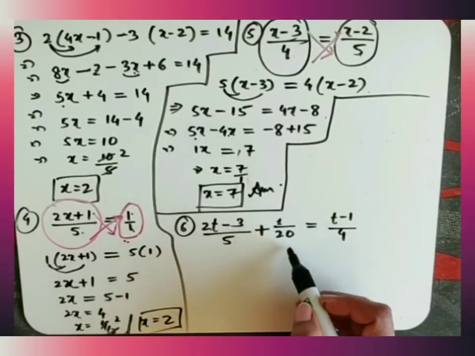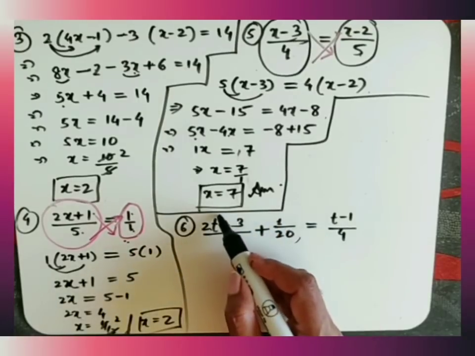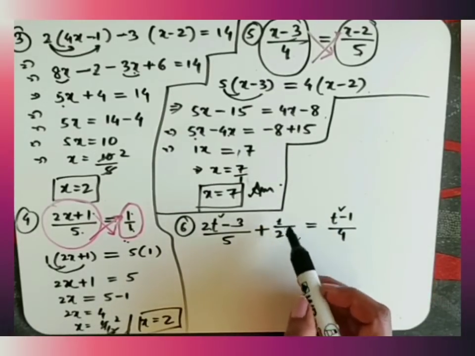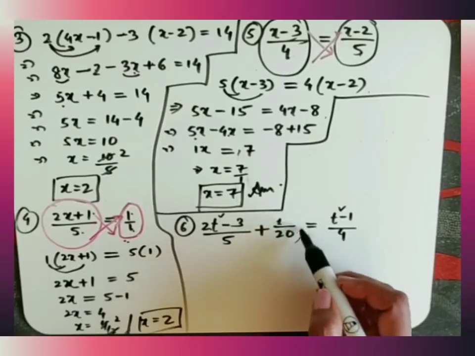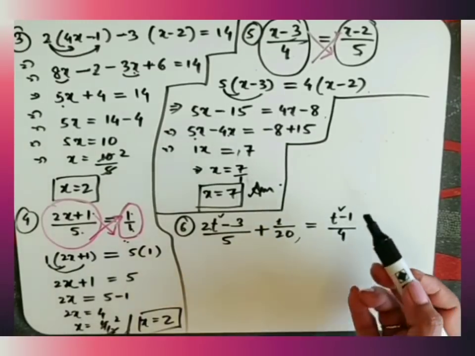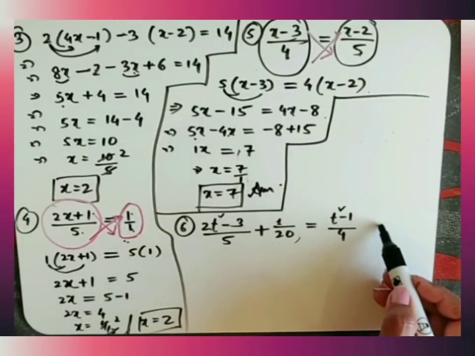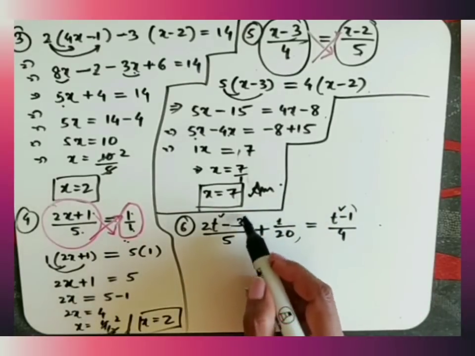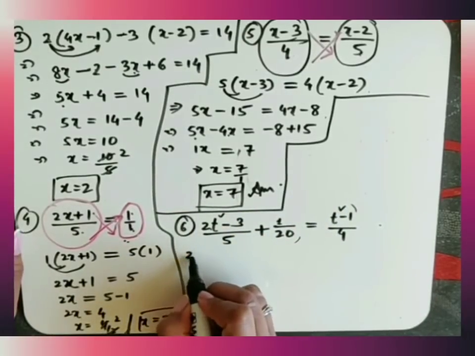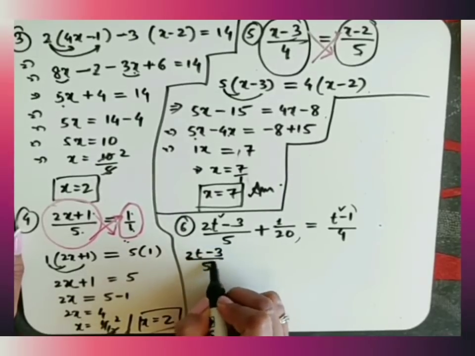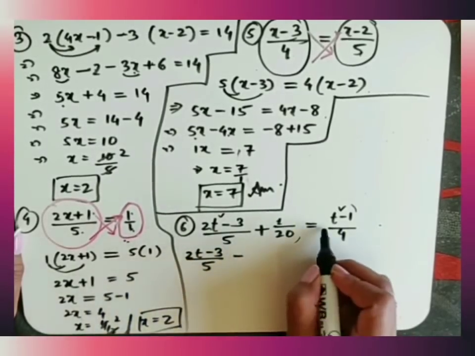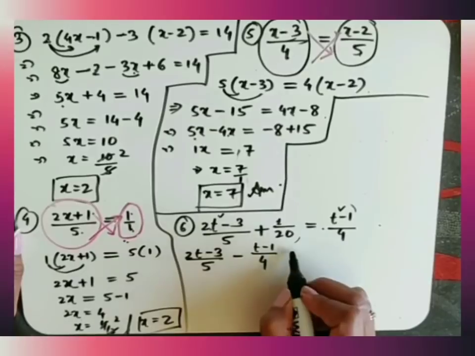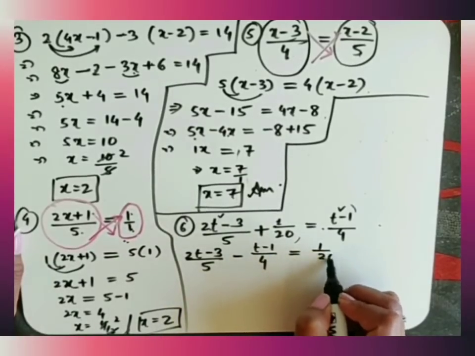And this fraction doesn't have any variable. What is the variable here? The variable is t. So this fraction doesn't have any variable. So what you can do is bring these constant terms, which have no x or y or t or p, to your right hand side. And the terms which have the variable, bring them to the left hand side together. So we have (2t - 3)/5, and bring this and put it here with a plus sign, so this will become minus (t - 1)/4, equal to 1/20.